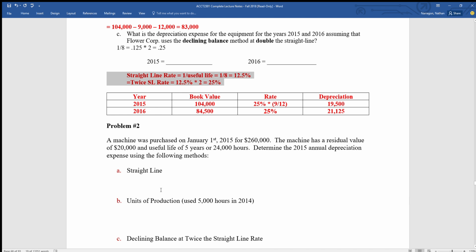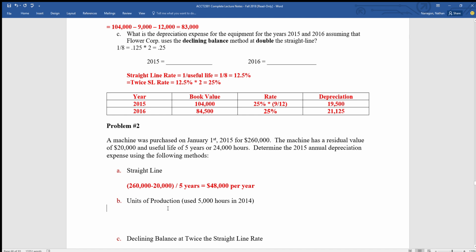Okay, so straight line. Straight line's the easy one. Again, straight line takes our initial cost minus the 20,000. So we're looking at 240,000 divided by 5 years. So right there, that tells us 48,000 is going to be for that year. Okay, so straight line's a little bit easy. Again, as long as we got all the items, it makes life easy for us.